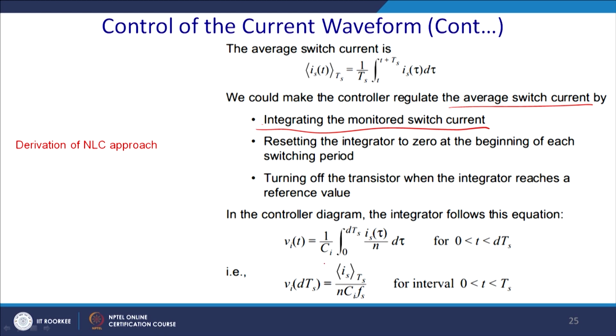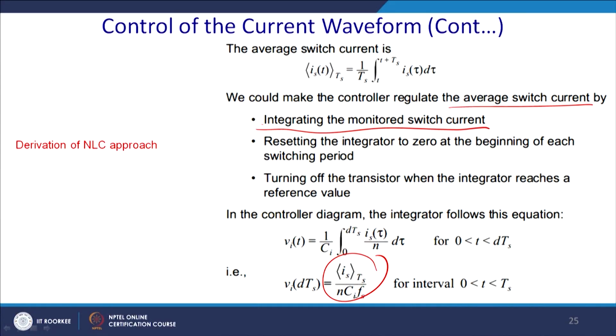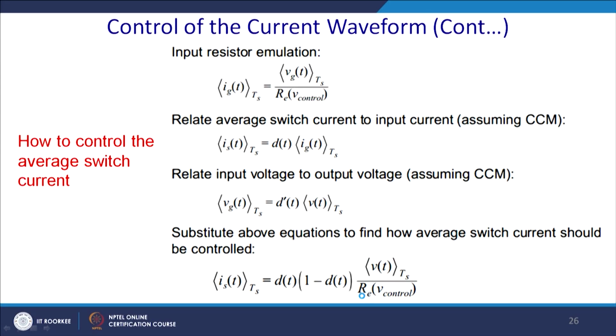So, Vi should be equal to 1 by C, integral from 0 to dTs, you have to integrate over it. So, you can get that Vi is basically Is by N, where N is the turns ratio of the transformer or the CT, into Ci into the switching frequency Fs. Now, what should be the emulated resistor? Emulator resistor, as you know, is Re, that is Ig Ts equal to Vg by Re. So, it will be Vg by Ig, equal to d, that is the duty cycle, into Ig Ts.